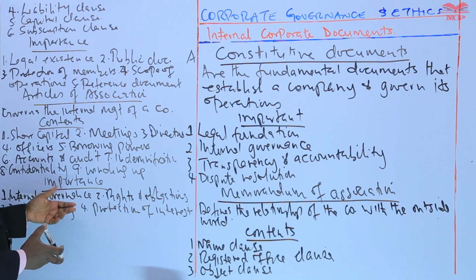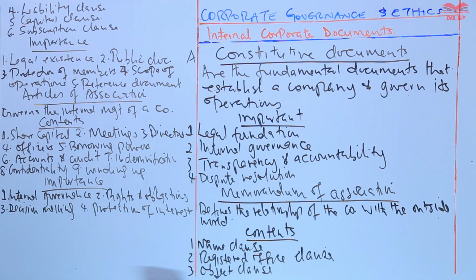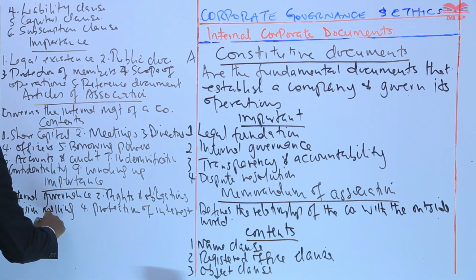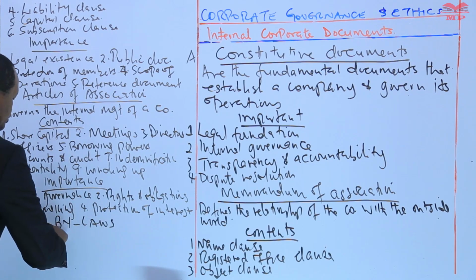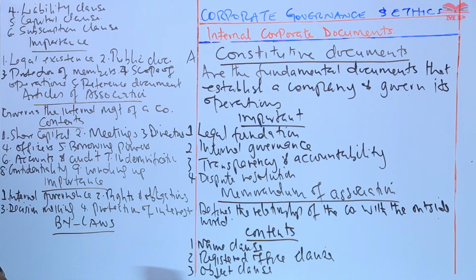Those are 4 reasons why the Articles of Association is important. We are moving on to the other constitutive document, which is bylaws. Now, bylaws are a set of internal rules and regulations that govern the operations of the organization.